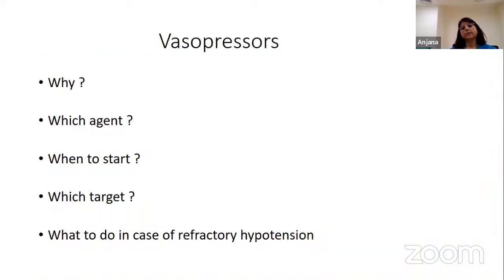All right, now vasopressors. Now, why do you need to start the vasopressors? What agent should you start, when to start, what target, and what do you do if it is refractory. So these are the questions, right? So you have resuscitated your patient, you have secured an airway, you have given fluids, you know how to see the fluid responsiveness, and according to that, you have given the fluids and chosen your fluids. Next, you will look at the vasopressors.